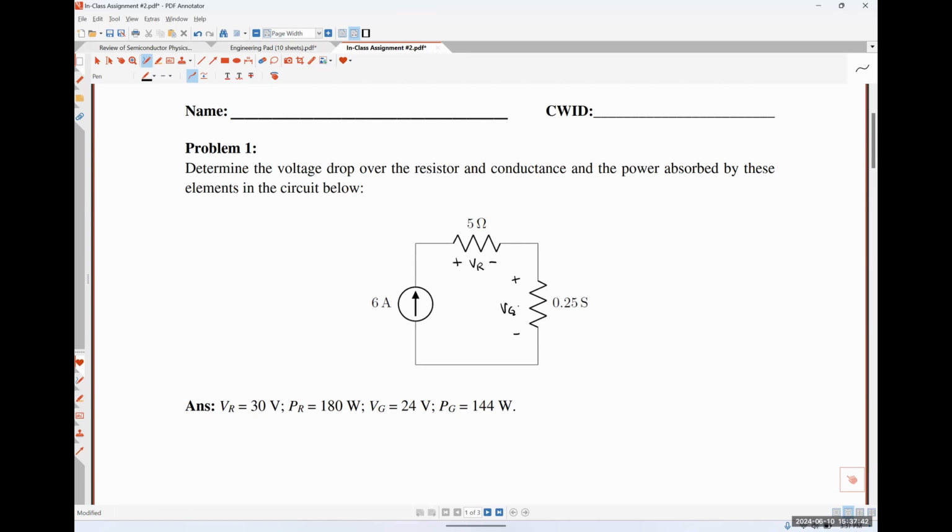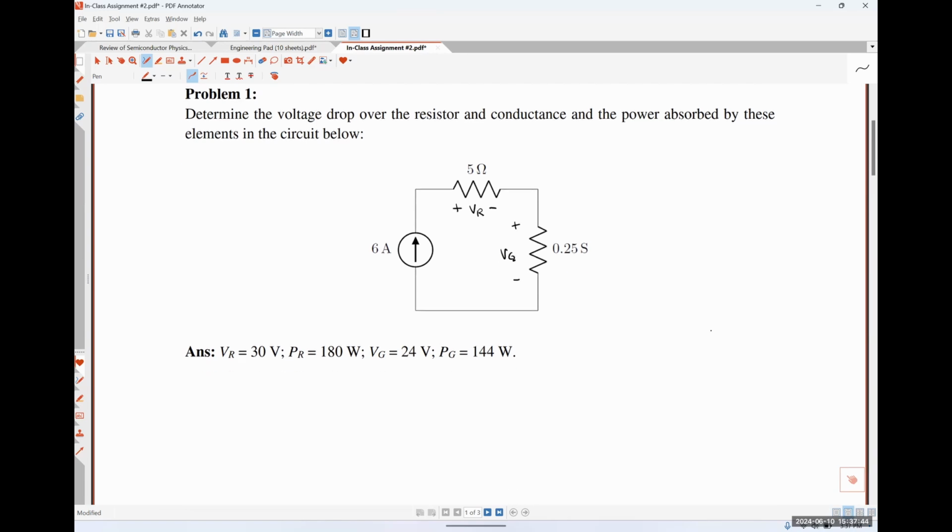So using Ohm's law, V is equal to I times R. So the voltage drop across our resistor is going to be 6 amps because 6 amps of current is flowing through all of these series connected elements. We just found that out a moment ago. The resistor value is 5 ohms. And so 6 amps times 5 ohms gives us 30 volts. Easy enough.